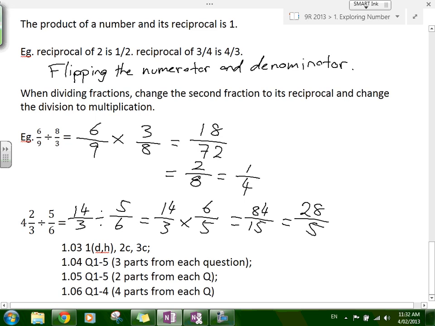So those are the operations. How we multiply, how we divide, how we add and subtract, how we compare fractions, the reciprocal of a fraction, all these things. So these are the exercises, 1.03, and the questions are up here. So we'll just write them out on the board. So 1.03.